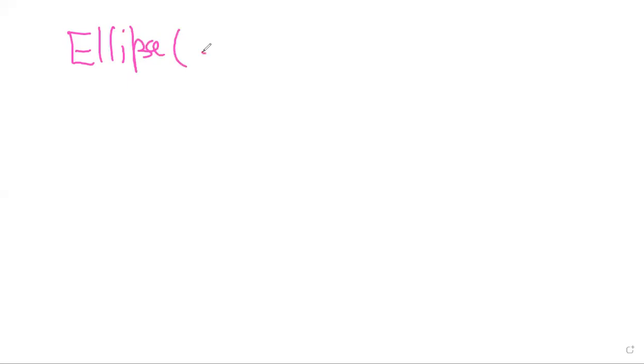Ellipse, eccentricity is always less than 1. The mathematical definition of the eccentricity is equal to C upon A. C represents the focus point, A represents the vertex point, which is also called major vertex. Here, A is always greater than C.